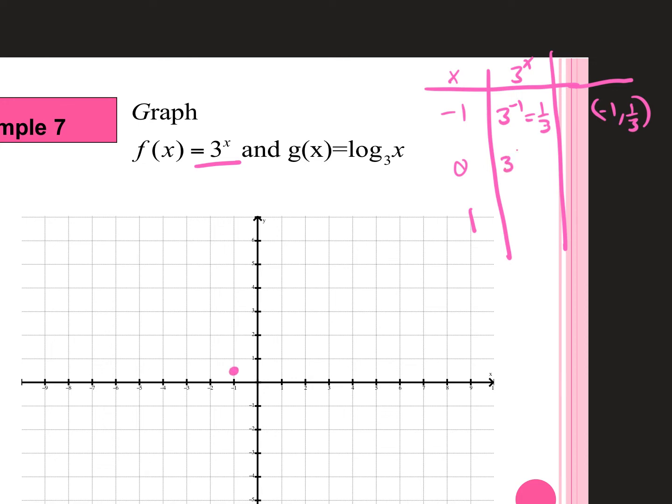Then plug in 0. I have 3 to the power of 0, which is just 1. So I plugged in 0 and got 1. And I can plug in 1, so 3 to the power of 1 would be 3. So 1, 3. Go to the right one, up 3. Then I can connect my points.